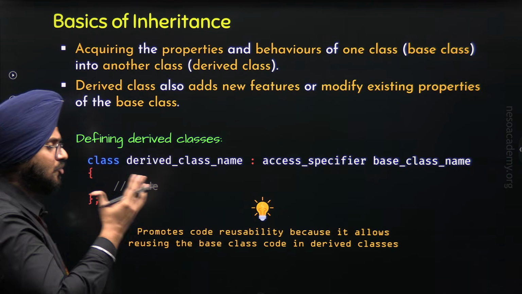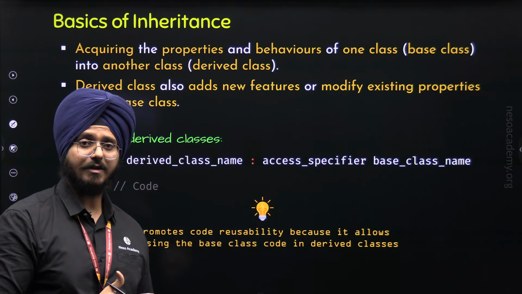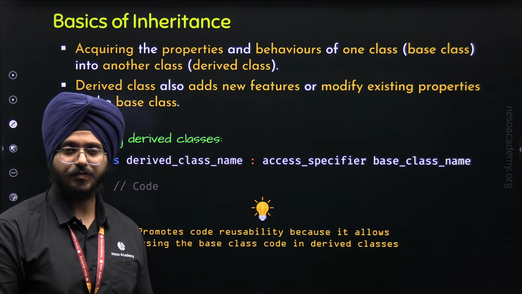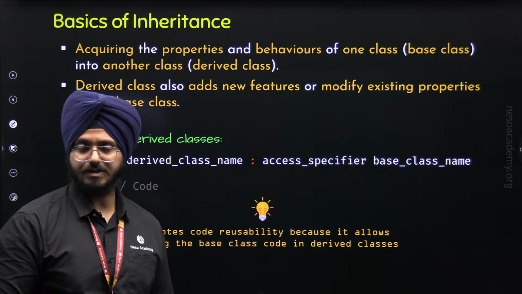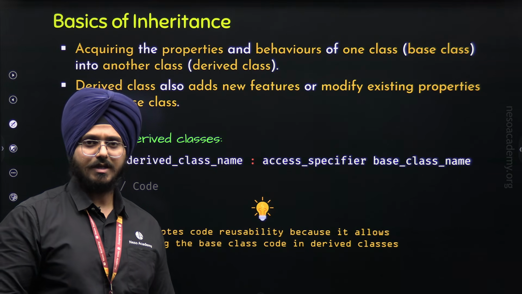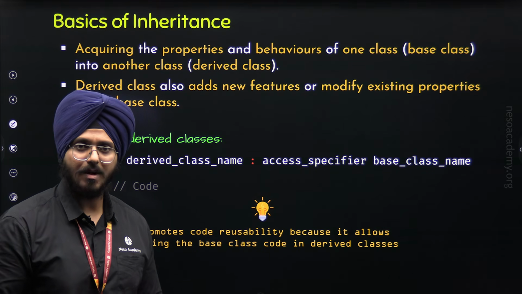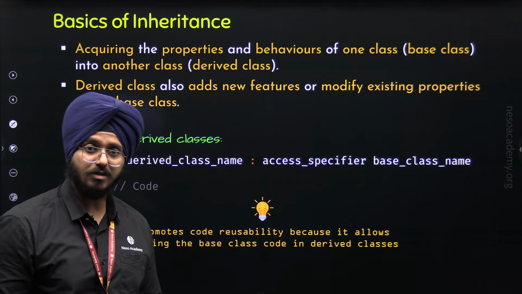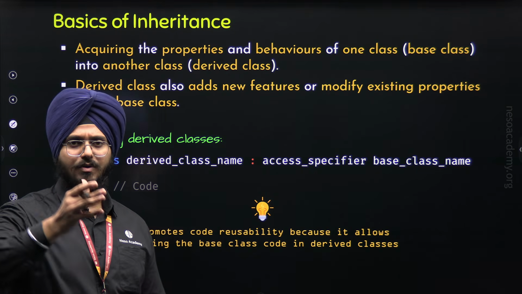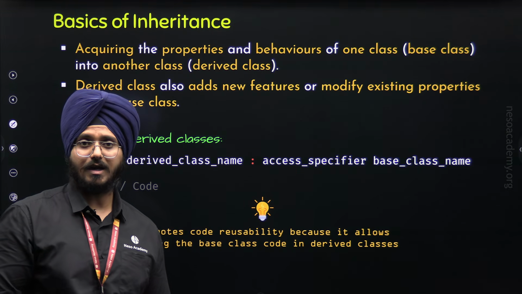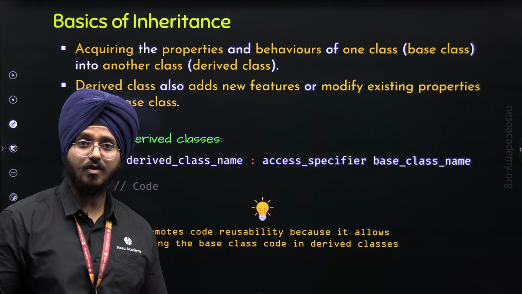Let's take one situation to properly understand what is code reusability and how inheritance promotes code reusability. Let's say in our C++ program, we need to define multiple classes. And in those classes, we also want to define member functions and data members that are common to all the classes. We can do one thing, we can define data members and member functions in all the classes, but this is wasteful because we need to repeat a lot of code.